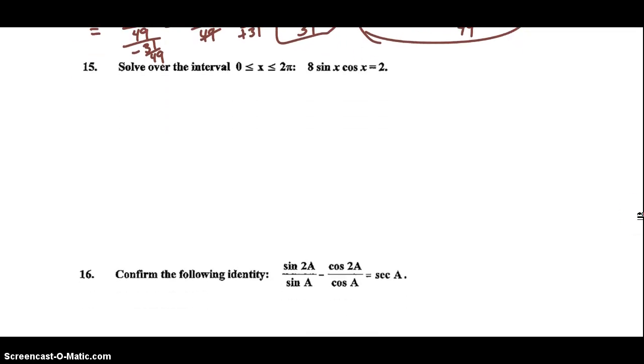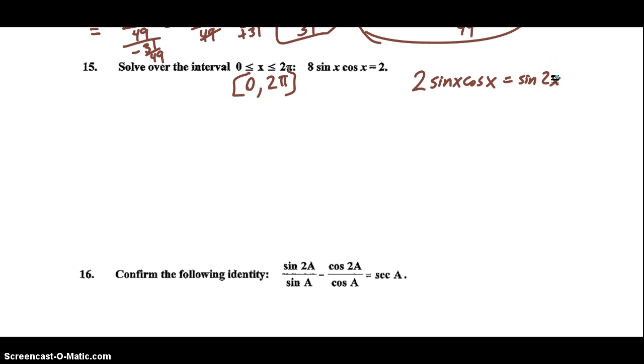Number 15, solve over the interval 0 to 2 pi. Again, remember you might have seen it like this with the brackets. Okay, just don't get confused. 8 sine x cosine x equals 2. Remember, when you're solving these equations, you need to put them somehow into terms of one trig function, or maybe get something so that something will factor, right? I see this 8 sine x cosine x, and I'm automatically drawn to my properties. There's a 2 sine x cosine x, right? That would be sine of 2x.